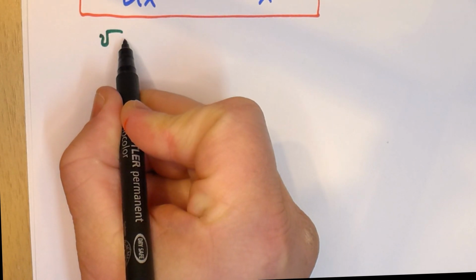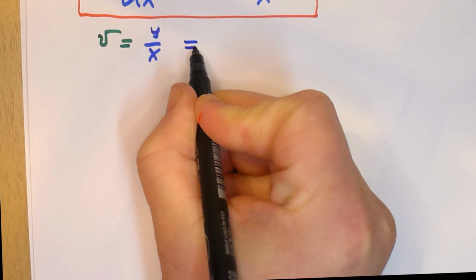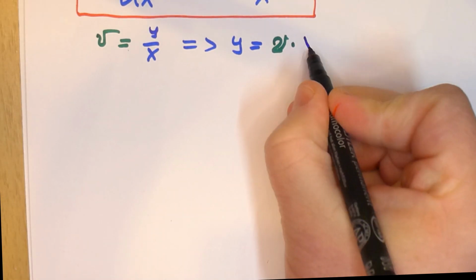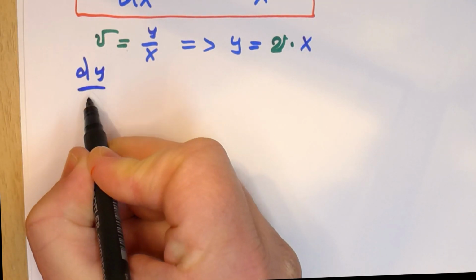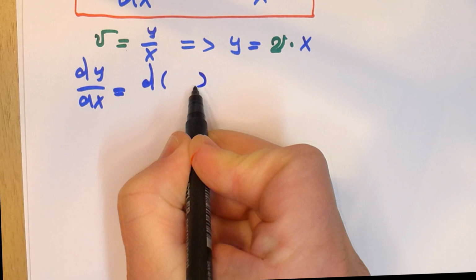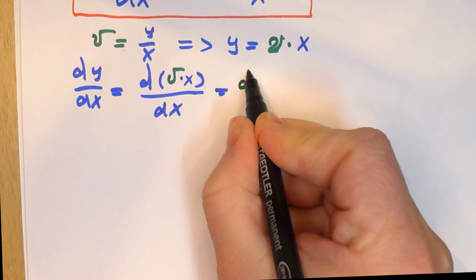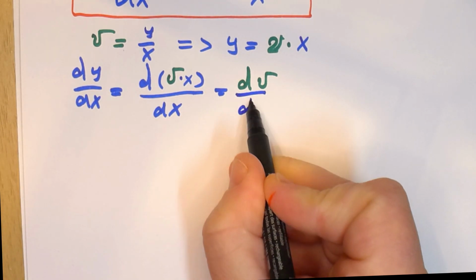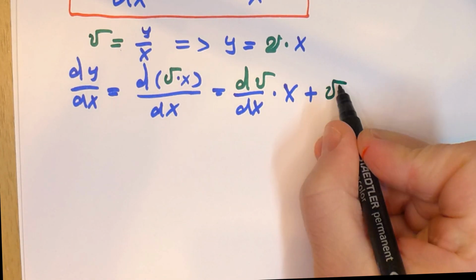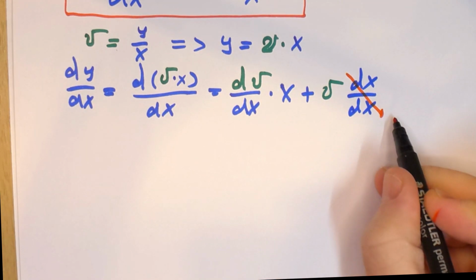So how to solve this equation? Let's do a substitution. v equals y divided by x. Therefore, y is equal to v times x, and dy over dx is equal to d(vx) divided by dx. This is a product rule, and it will be dv over dx multiplied by x plus v dx over dx. And we can cancel dx over dx, and it's equal to 1.